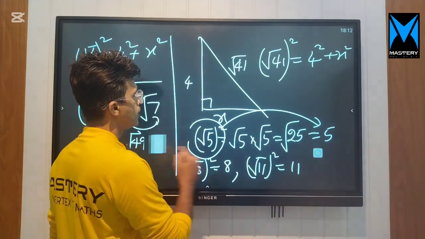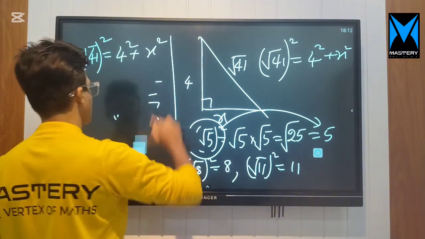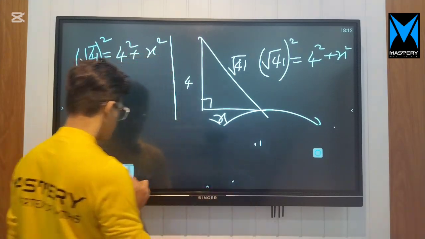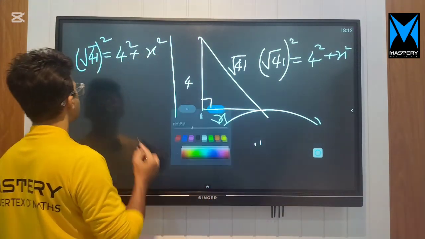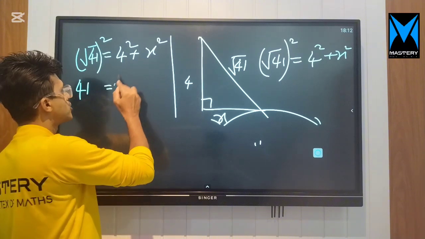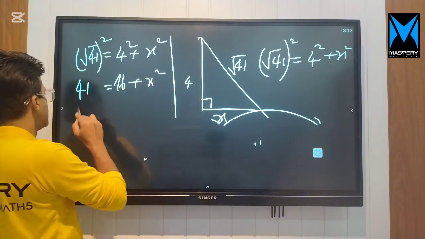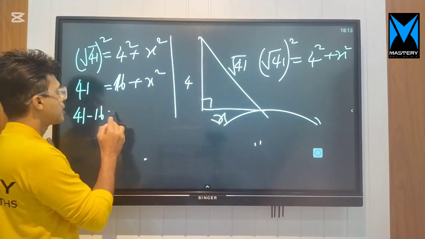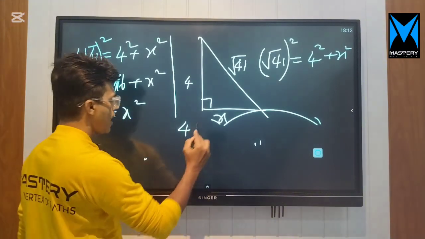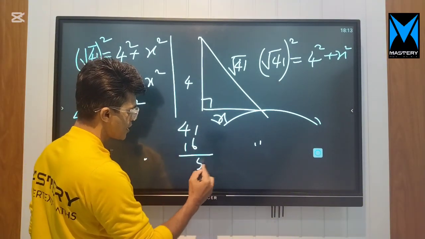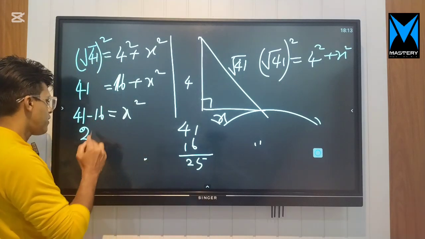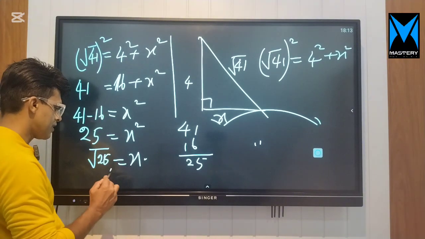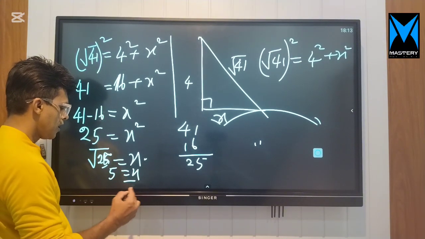So likewise, what should root 41 squared be? Yes, tell me. Root 41 squared equals 41. So 4 squared is 16 plus x squared. This plus 16 becomes minus 16 when it goes to the left side. 41 minus 16 is 25. So 25 equals x squared. So the value of x equals 5, the square root of 25.